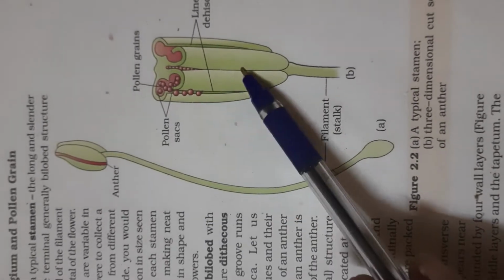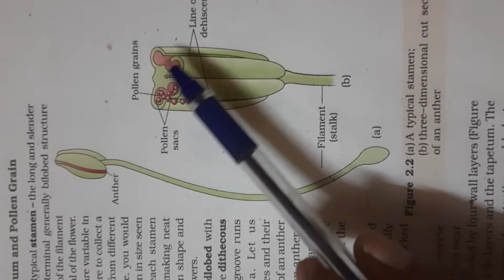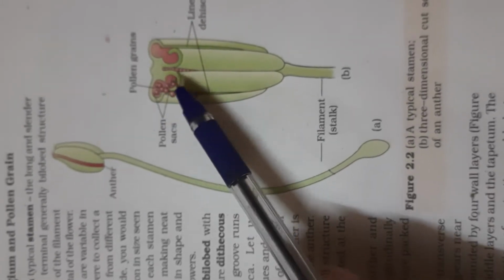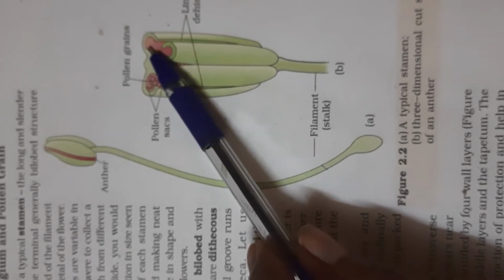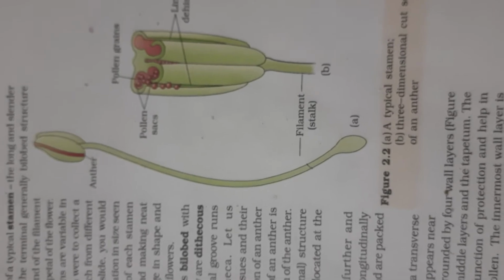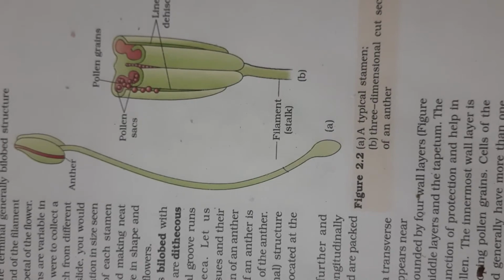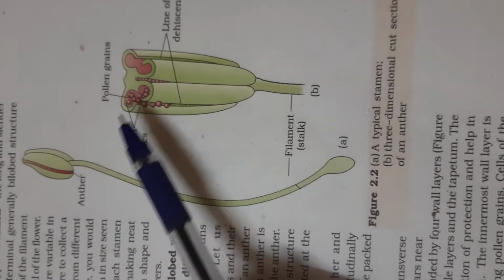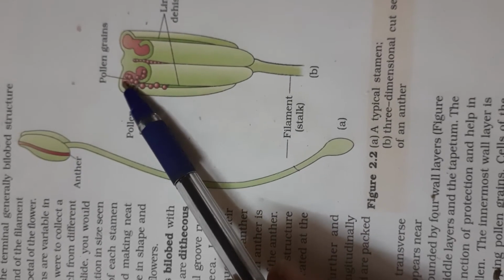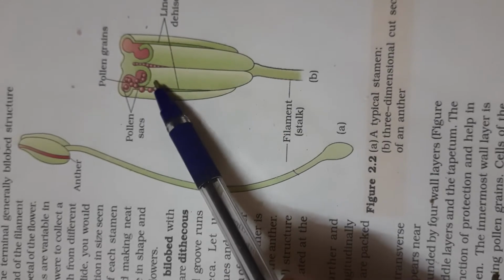This is angiospermic anther. It is bilobed. This is one lobe and this is another lobe. Each lobe is dithecous, having two theca. This is one theca and this is another theca. That is the bilobed and dithecous condition.